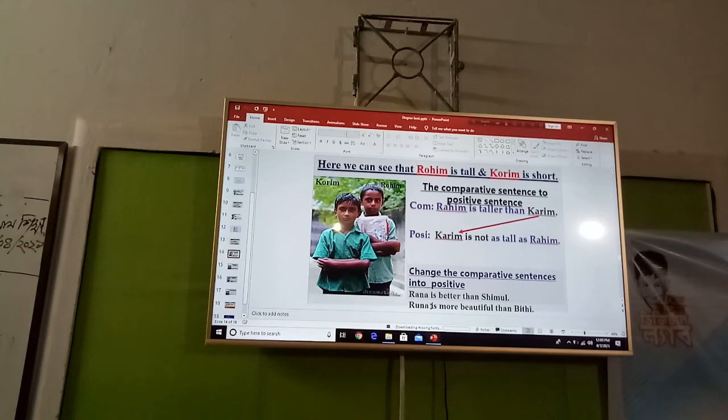Simul is not as good as Rana, or Simul is not so good as Rana. The next question: Runa is more beautiful than Bithi. This sentence is also in comparative form. You have to use it in a positive sentence or positive degree. That means the positive degree must be: Bithi is not as beautiful as Runa.